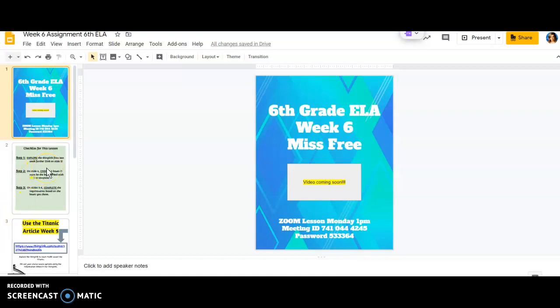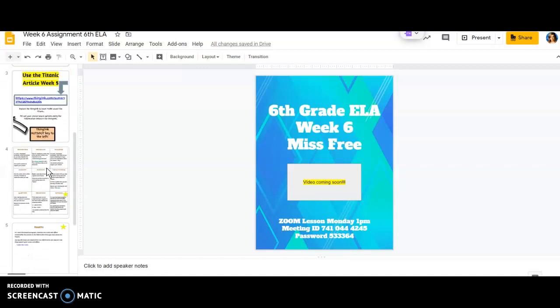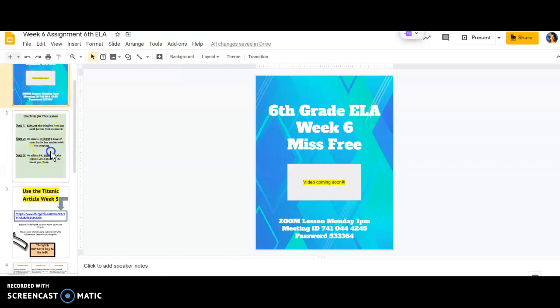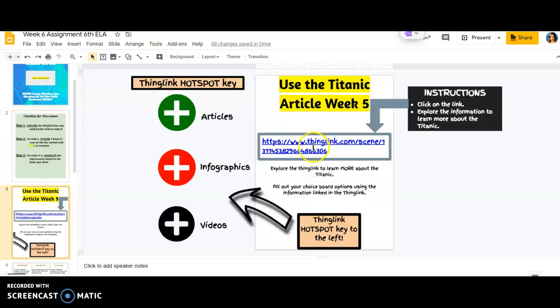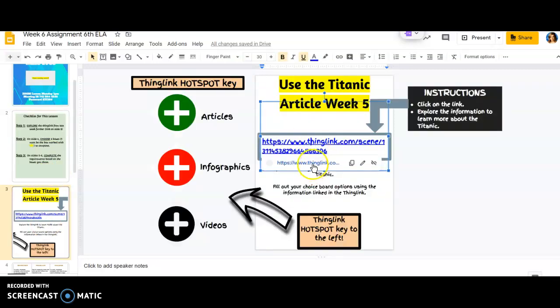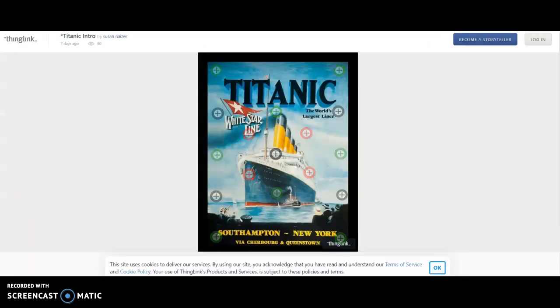This week's lesson looks a little complicated from the instructions, but it's really not. We're actually going to go with our Titanic theme again. The first step, we're going to explore the slides from last week. Okay, so this ThingLink article that we did last week, we're going to use the information from this ThingLink article again.